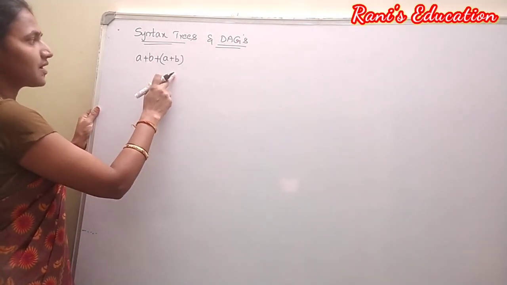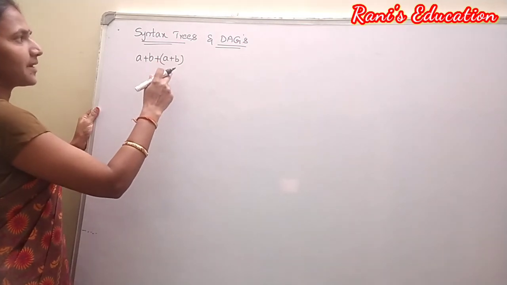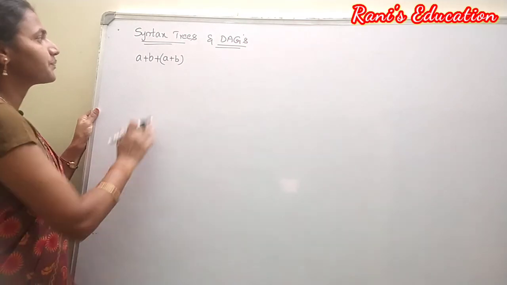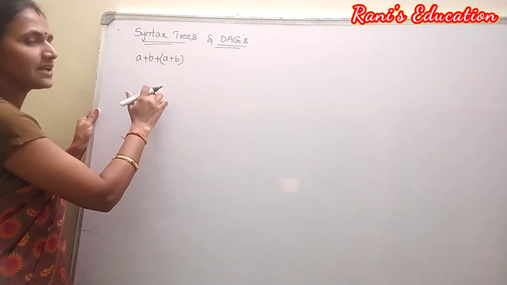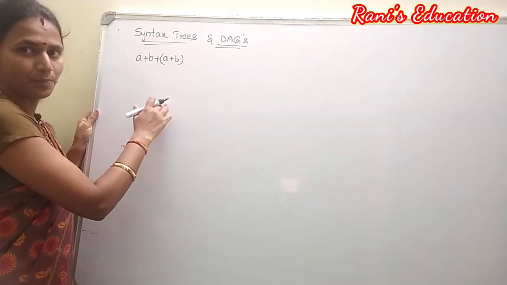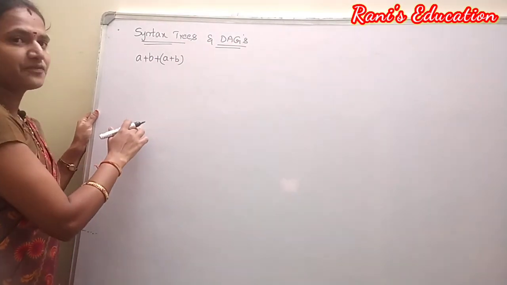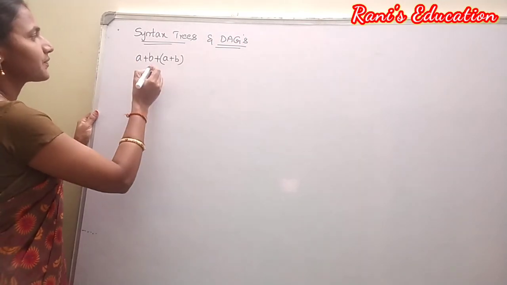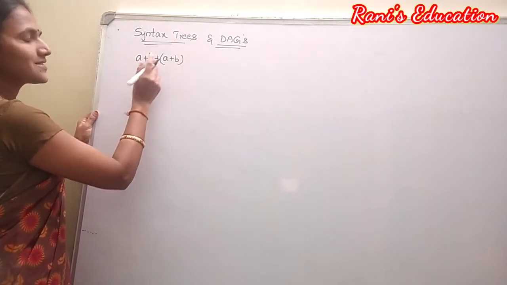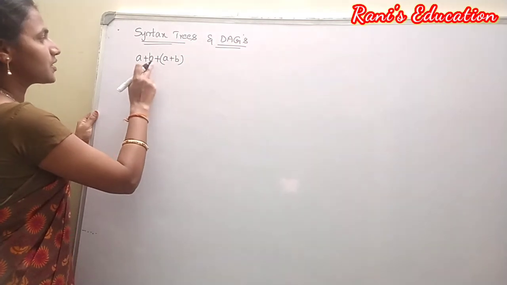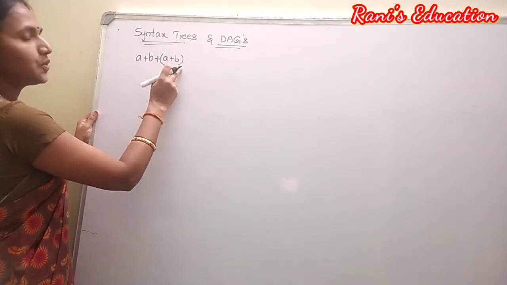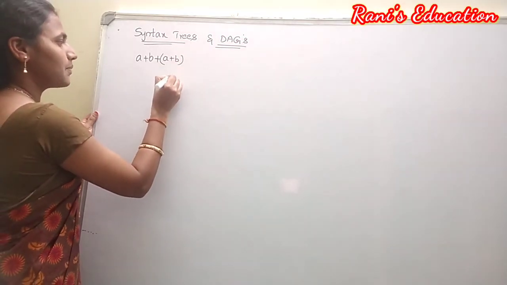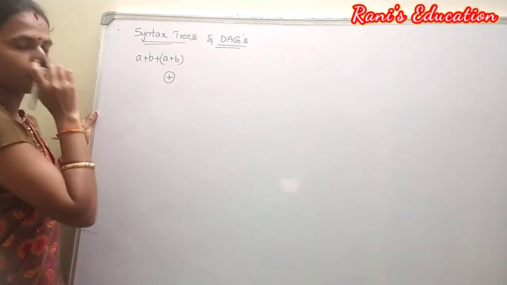So in a syntax tree, first you need to identify what are the nodes, what are the interior nodes, and what about leaf nodes? The root node and interior nodes are going to be represented with operators, and leaf nodes are going to be represented with operands. So in this, initially we are going to take plus as the root node. Why? Because we are going to combine these two, a plus b and a plus b. So plus takes the root node.